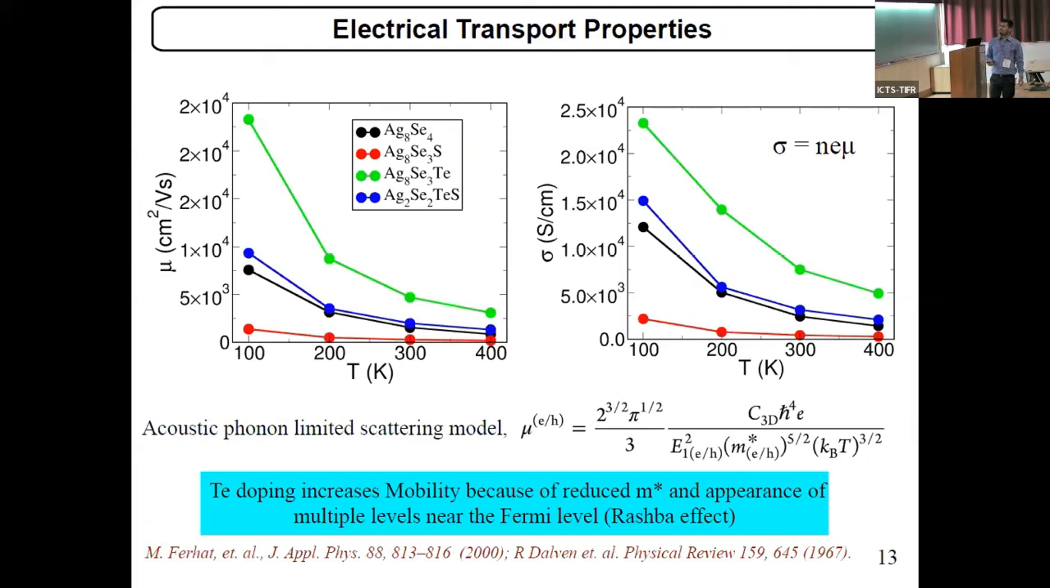So this is the mobility expression calculation. For the co-doped case, this is the mobility we are getting, and once we know the mobility, we have calculated the electrical conductivity also. Tellurium doping increases the mobility because of the reduced effective mass, m star, and the appearance of multiple levels near the Fermi level.